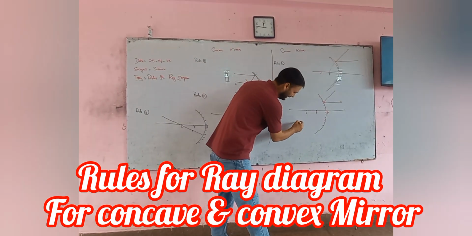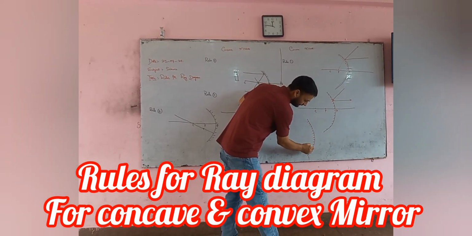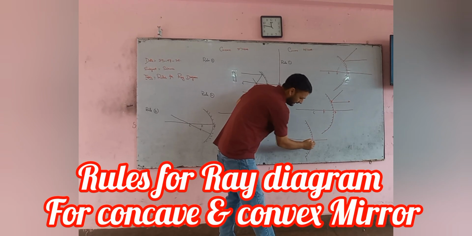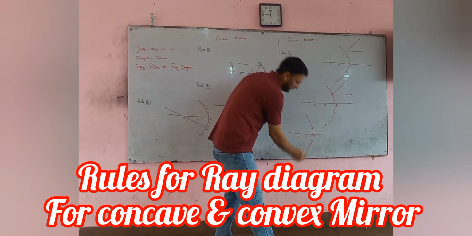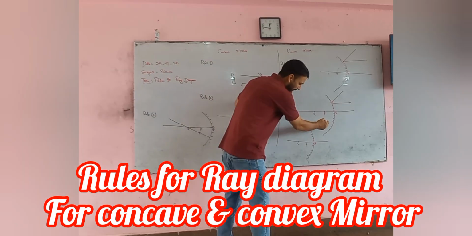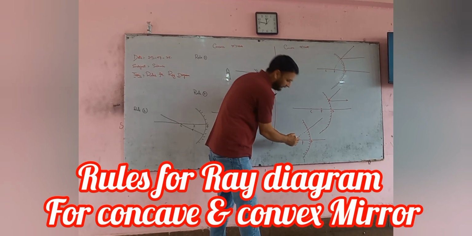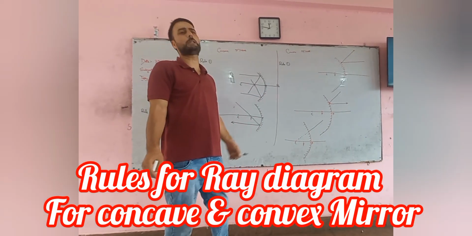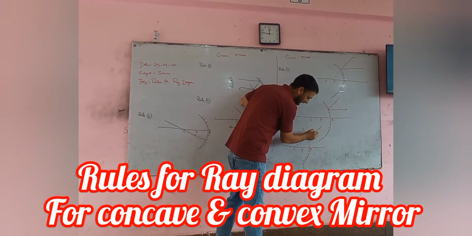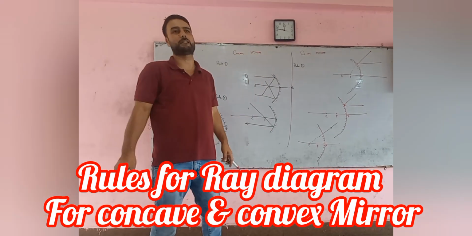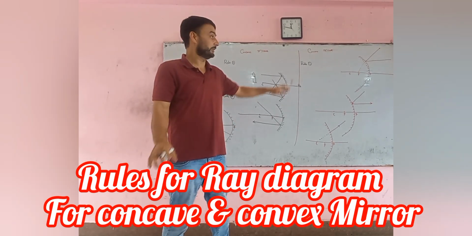And rule number three is, this is a convex mirror, with the principal axis, pole of the mirror, center of curvature, and principal focus. If the incident ray is directed towards the center of curvature, what will be the direction of the reflected ray? The reflected ray will move in the same direction, back along the same direction. These are the three rules for the ray diagram for a convex mirror.